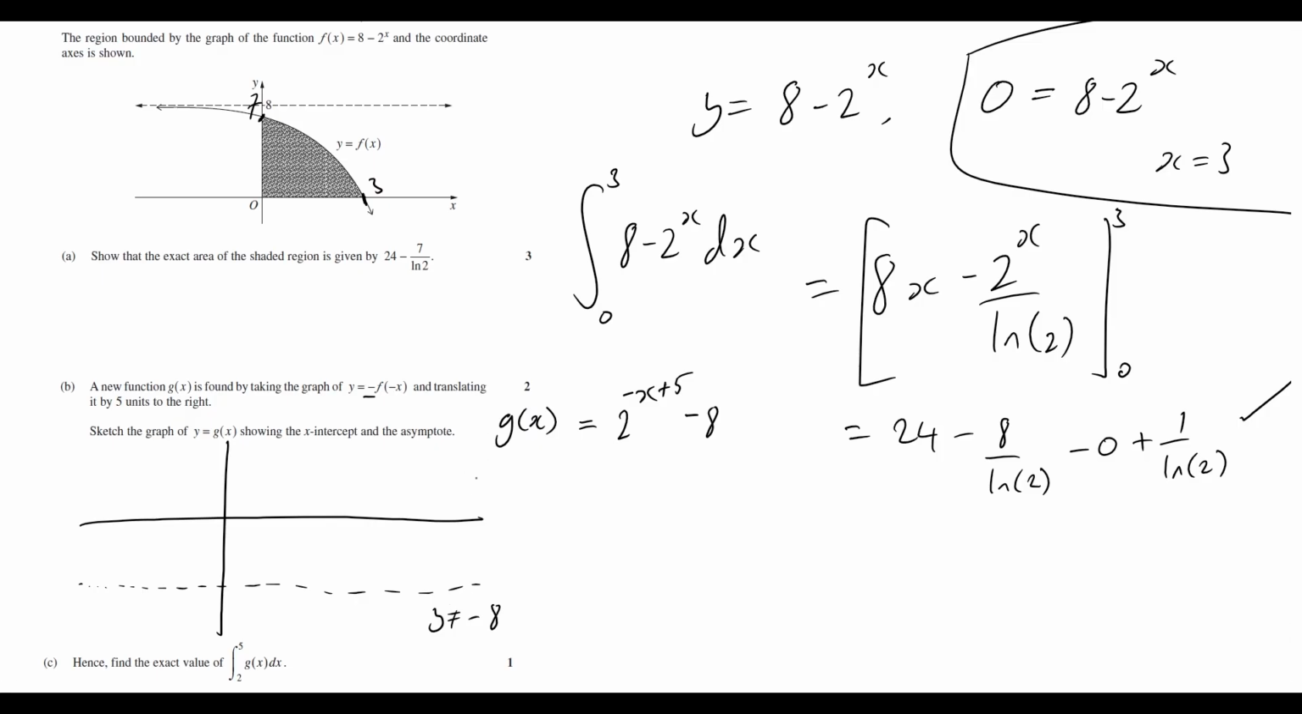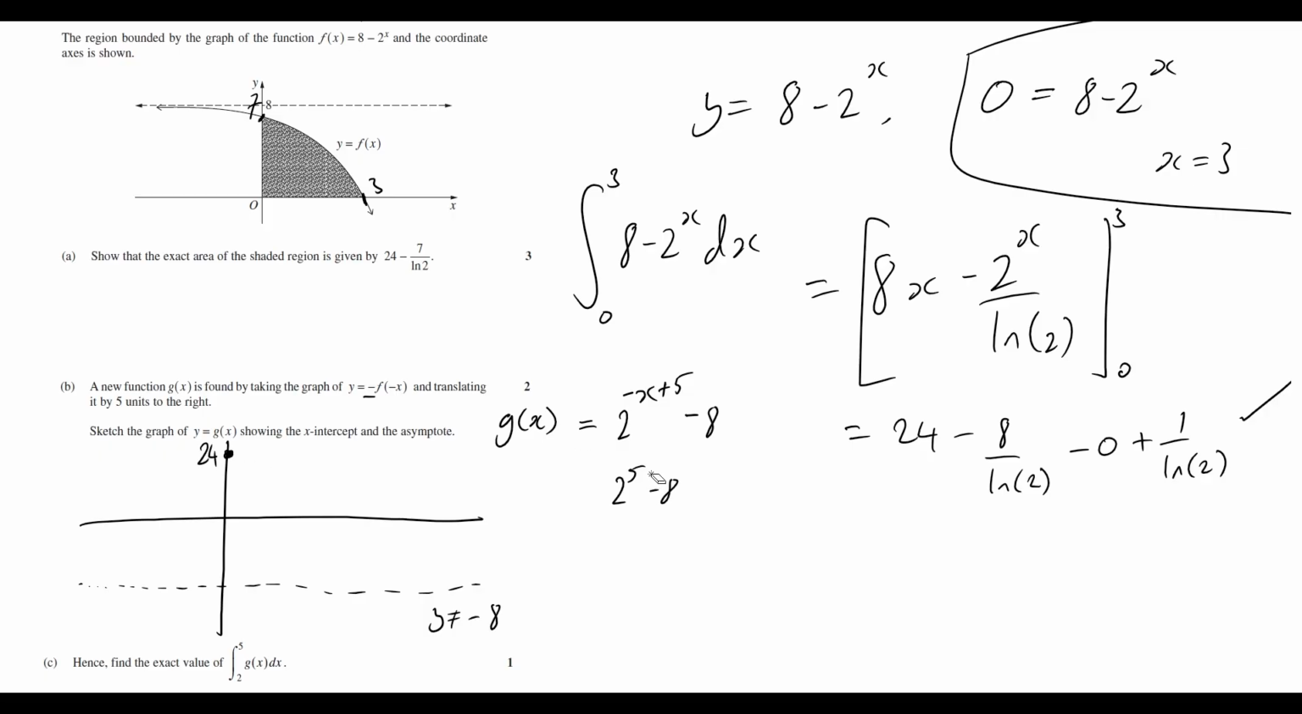Okay, so now let's start looking at our y-intercept and our x-intercept. If our x value is set to 0, what are we left with? We'll now have 2 to the power of 5 minus 8. Okay, so 2 to the 5 is 32 minus 8. That gives us now a y-intercept of 24.